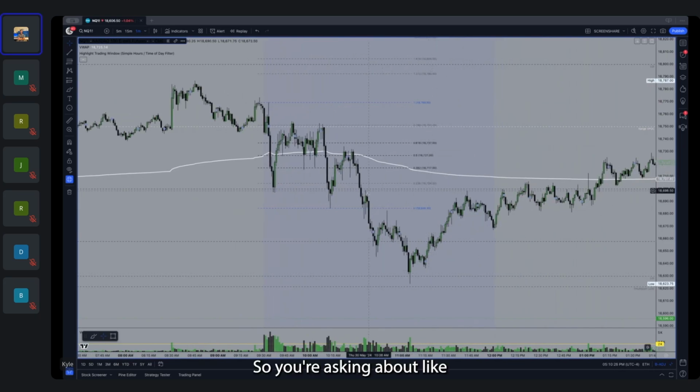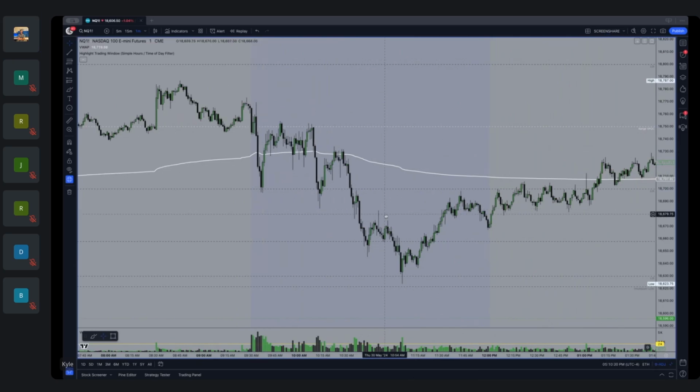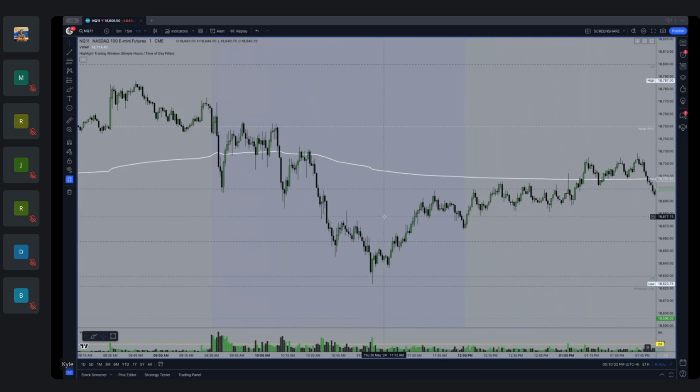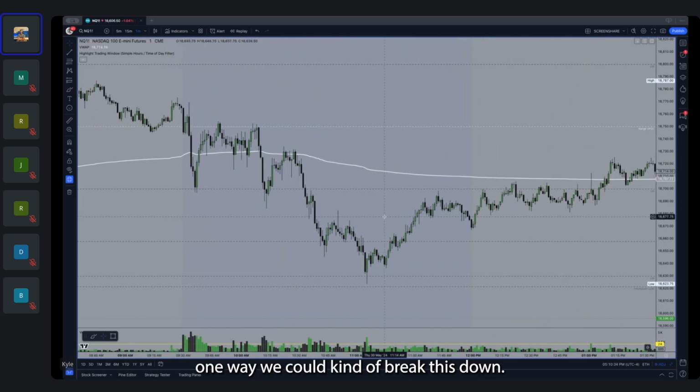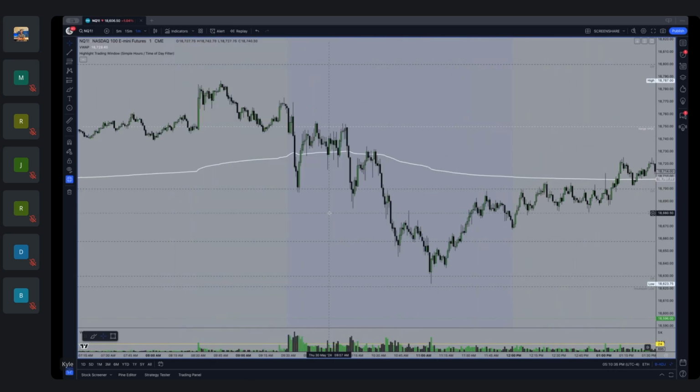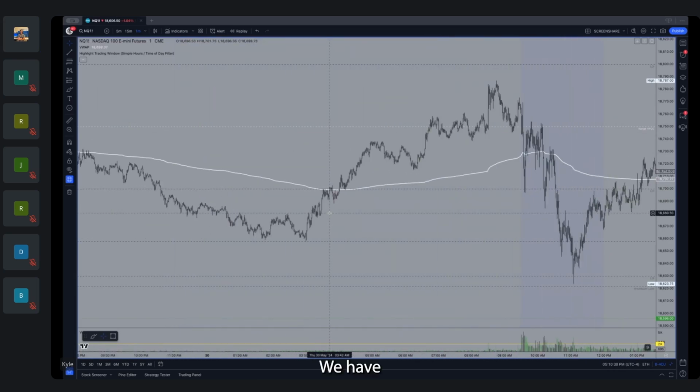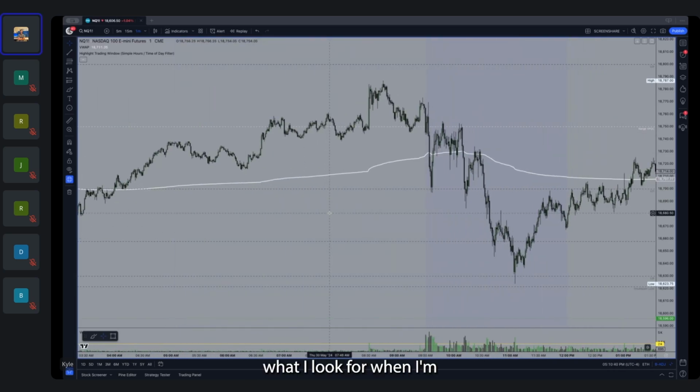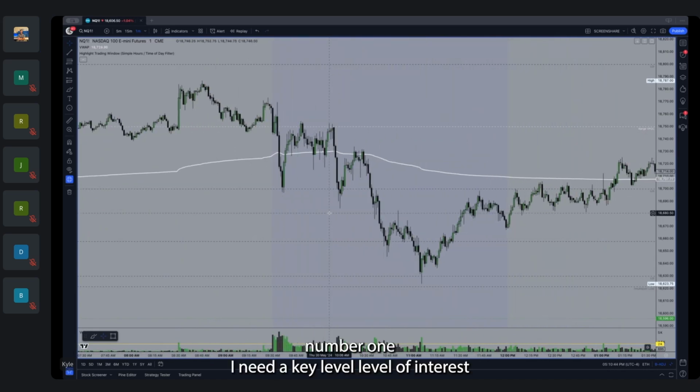So you're asking about, let's see an example here. So here's one way we could break this down. What I look for when I'm expecting a full reversal is, number one, I need a key level of interest at the very least.